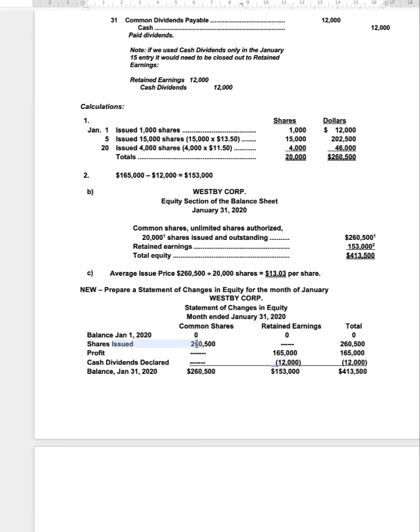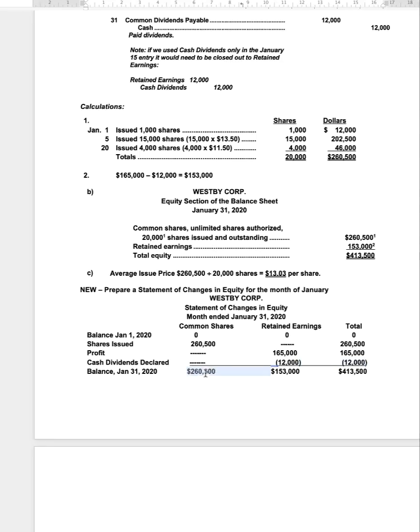So the total dollar value of the shares we issued, $260,500. Don't forget, when you issue shares, it doesn't affect retained earnings, right? So we're creating new equity of $260,500. Profit doesn't affect your common share equity, but it affects retained earnings. It increases it. So you increased your equity by $165,000, and the cash dividend you declared, it doesn't affect the dollar value of the common shares out there, but it does affect retained earnings because it reduces it. Dividends are declared out of retained earnings. So that decreases your equity.